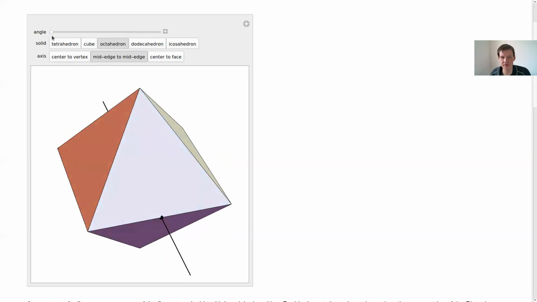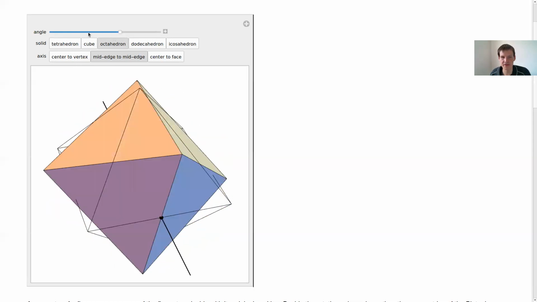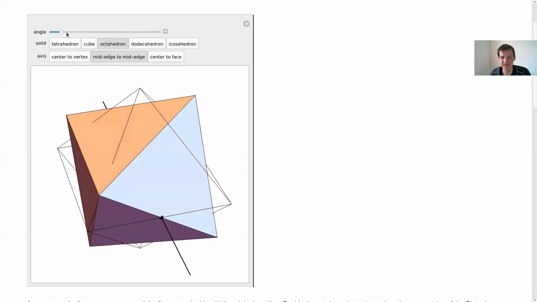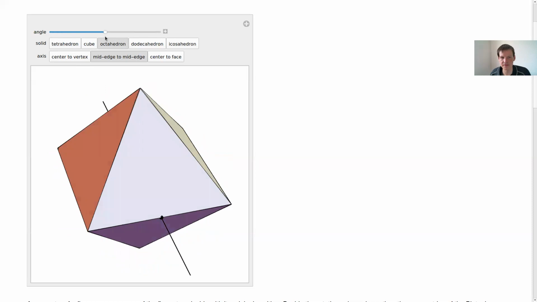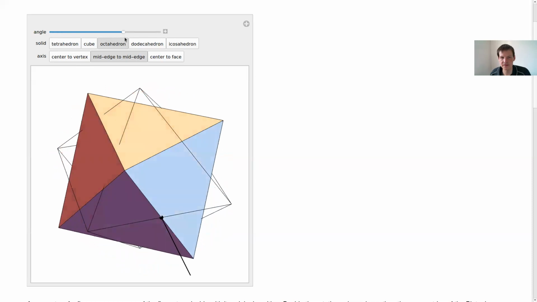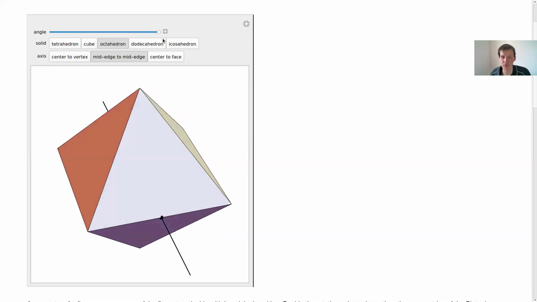So here you have, and that's called order two. So the order of an element is how often you apply it to itself until you get back to where you started. So this is an order two operation. You see this, doesn't fit, fits. And the point is back to where it started. So this was an order two rotation.